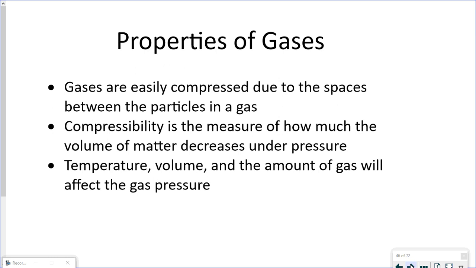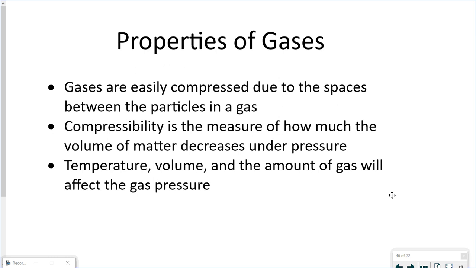First off, look at properties of gases, of how we're actually measuring stuff, what type of variables we look for with gases. Remember, gas particles are moving very quickly. There's a lot of empty space between the particles. So gases are easily compressed because there's a lot of empty space between the actual particles. Compressibility is the measure of how much the volume of matter decreases under pressure. And temperature, volume, and the amount of gas you have all affect that gas pressure. So we're mostly going to be looking at pressure, but also variables that are going to affect pressure.